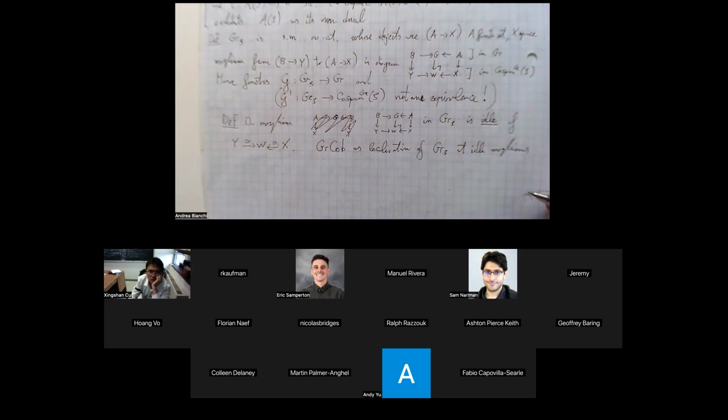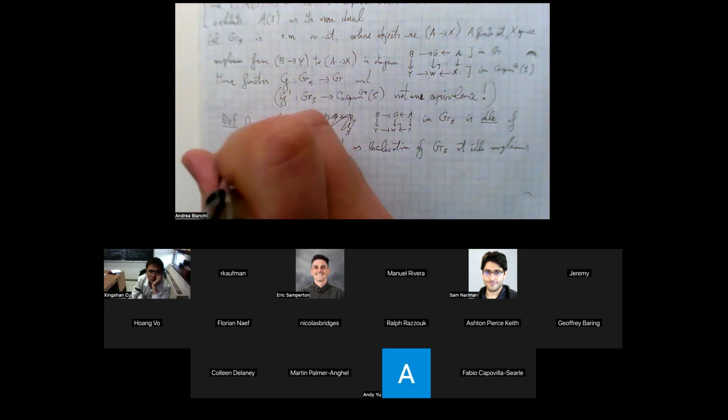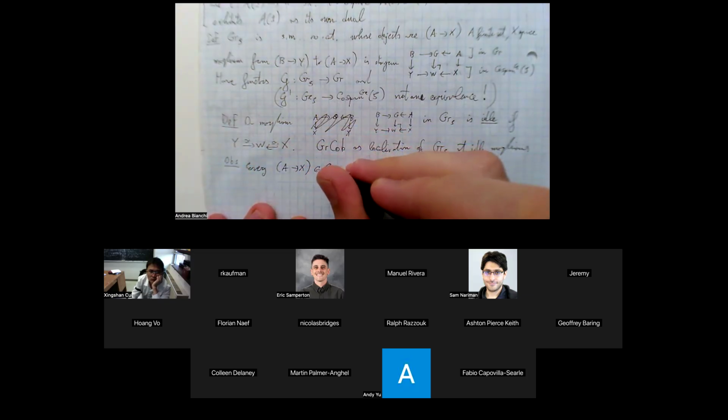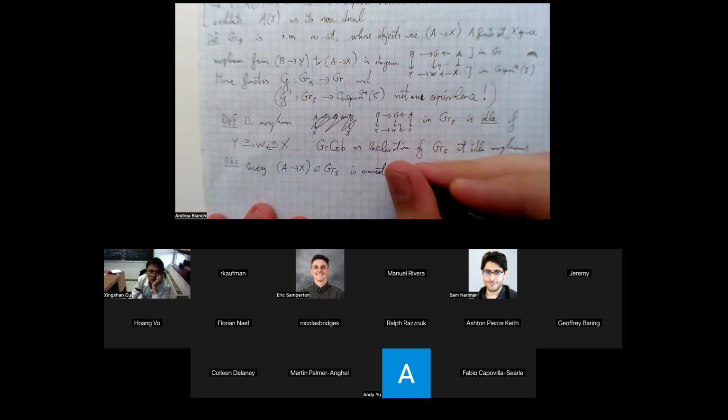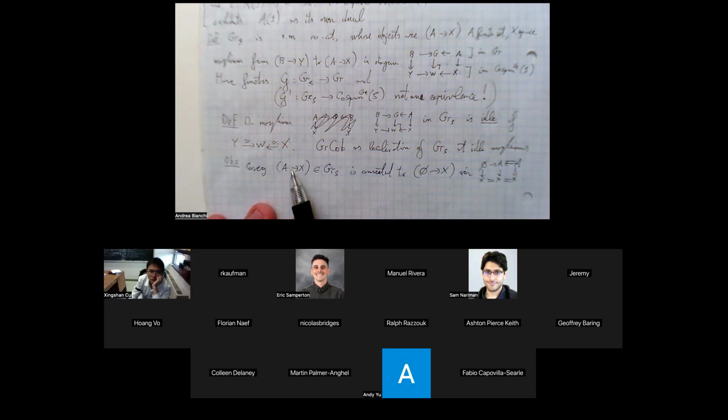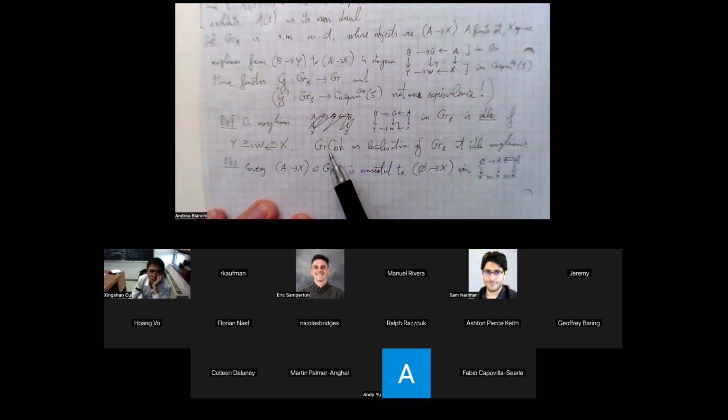Let me point out the following: every object in GRS is connected to one of the form empty goes to X via the idle morphism empty goes to X equal to X, A empty goes to A equal to A, X. So there is always an idle morphism connecting any object to one of the form empty goes to X. So in this sense, after this localization, this object becomes equivalent to this other object, and so it becomes fair to think of objects in GRCOB as being just spaces.